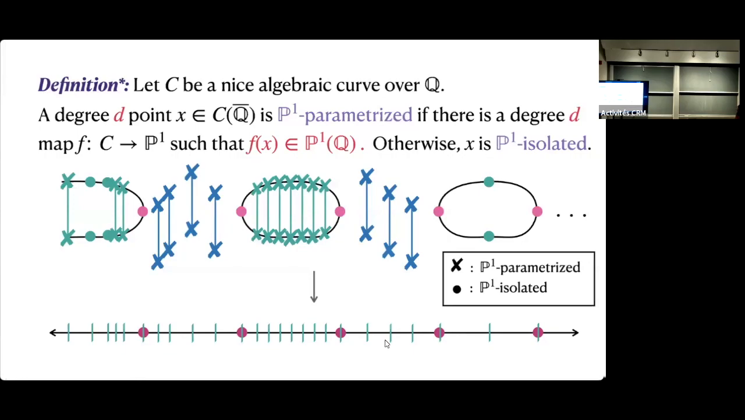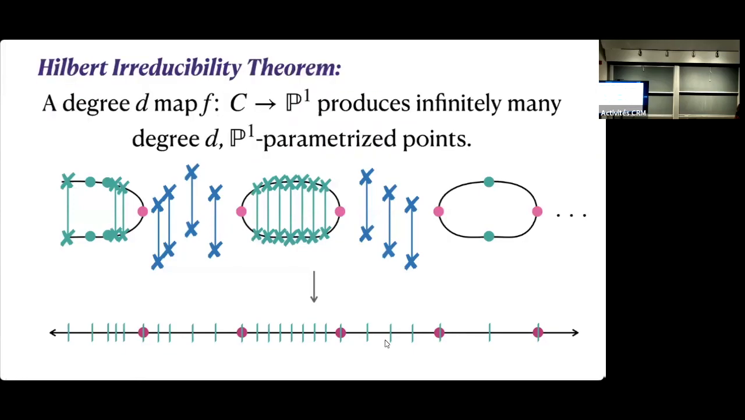Okay, and one nice thing that happens when your base is P1 is we have this nice theorem, essentially due to Hilbert, the Hilbert irreducibility theorem, that says if you have a degree D map, then this will produce for you infinitely many degree D P1 parameterized points just by running along the base, just like we did. So even if you don't start with those x's, if you have this map, you'll be able to find the x's.